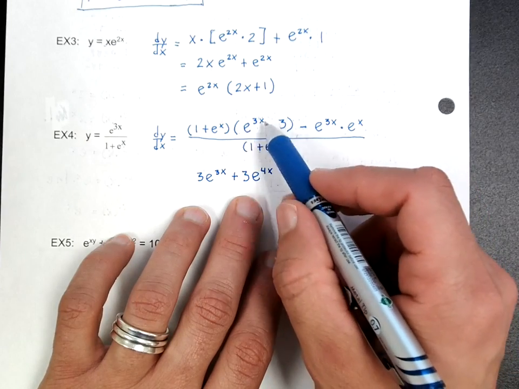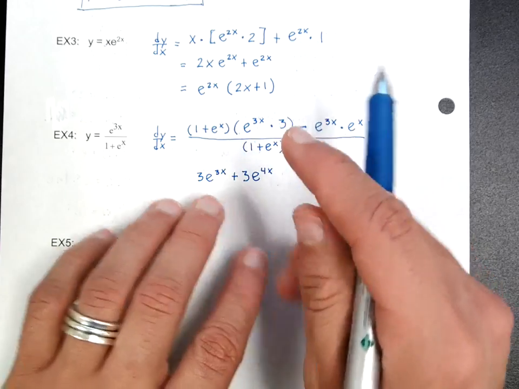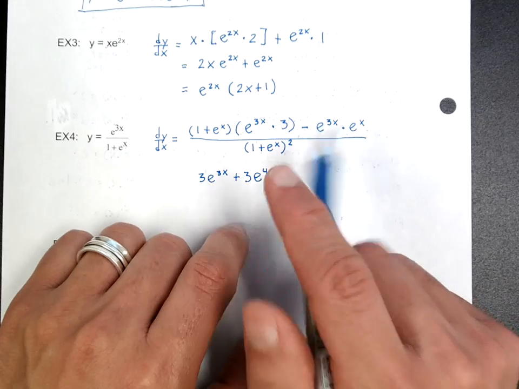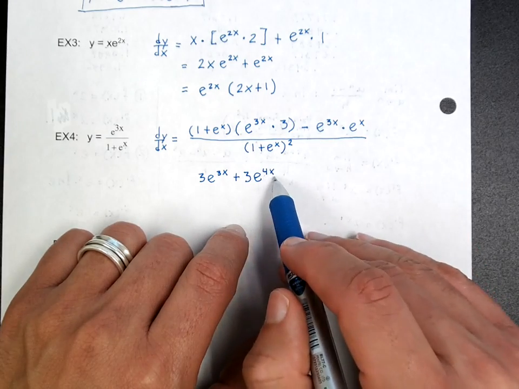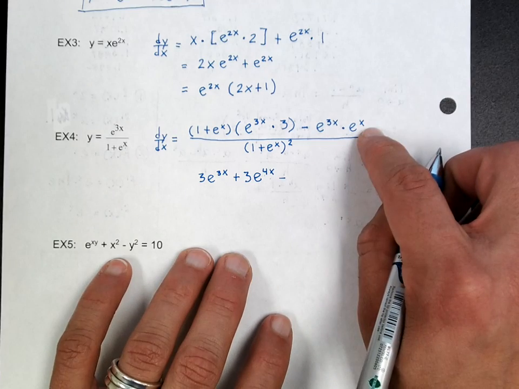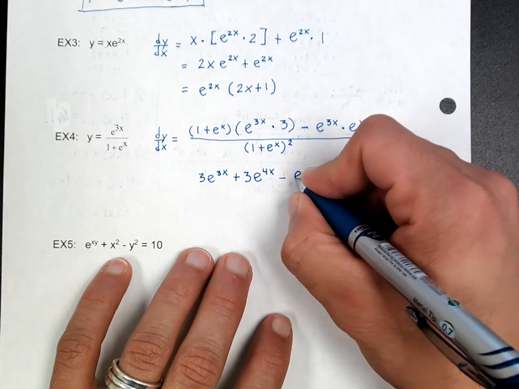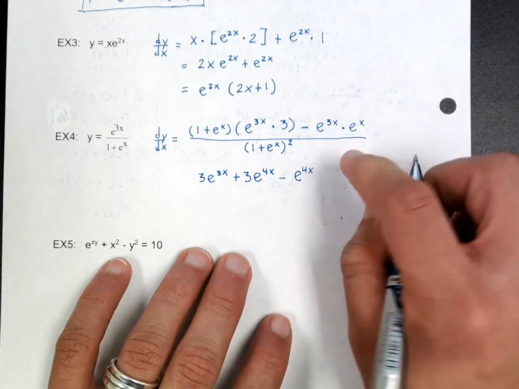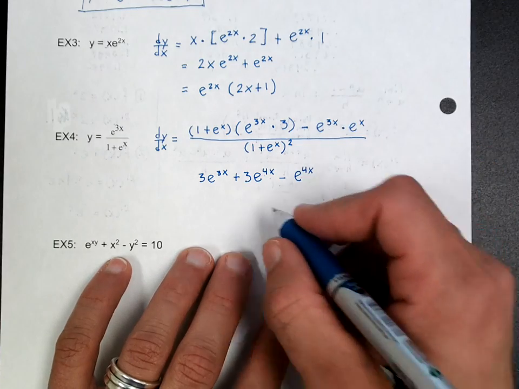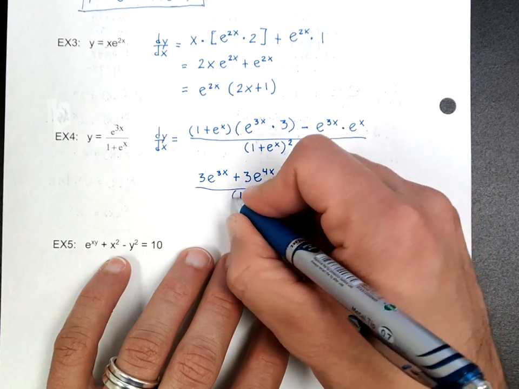Remember, this is e to the 3x, and if I multiply e to the 3x times e to the x, when I multiply two exponential functions, I add the powers. So x plus 3x is 4x. That's where I got that from. And then on this one, e to the 3x times e to the x is equal to e to the 4x. Same idea. If I multiply those two, I'm going to add the exponents. All of this over 1 plus e to the x, all of that squared.